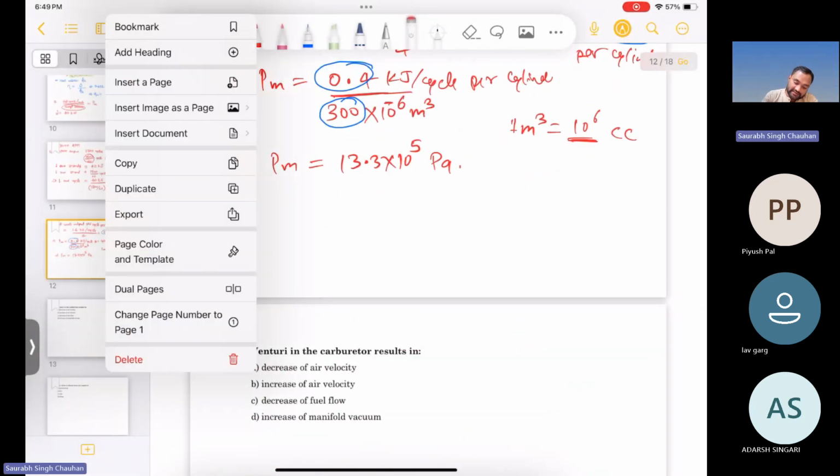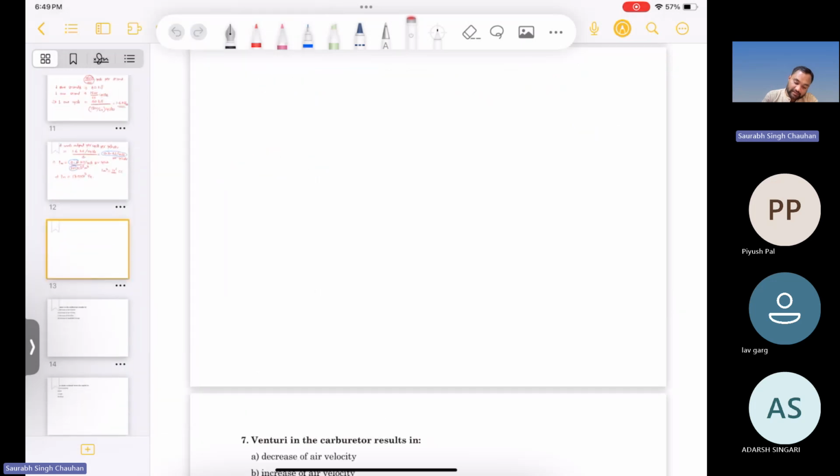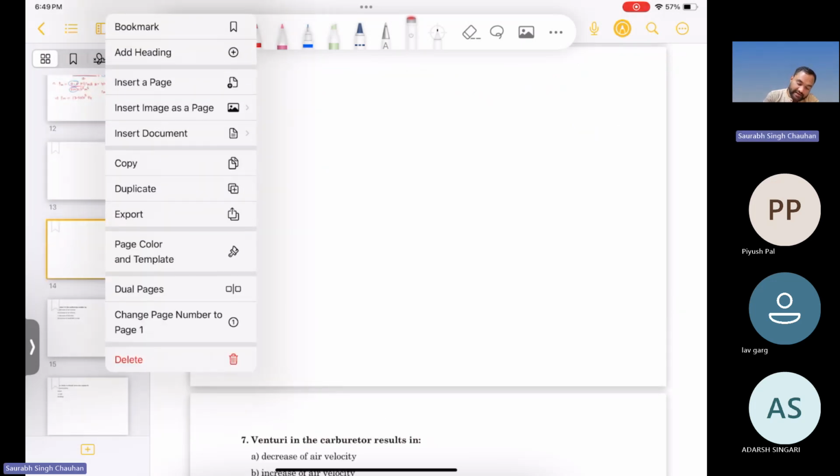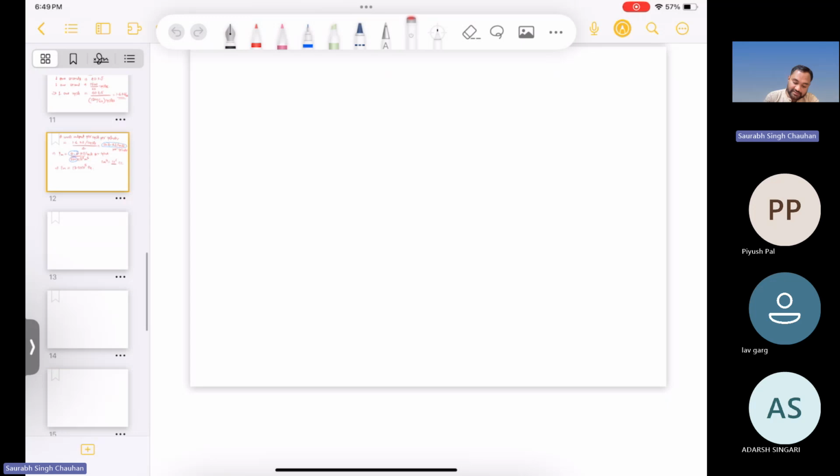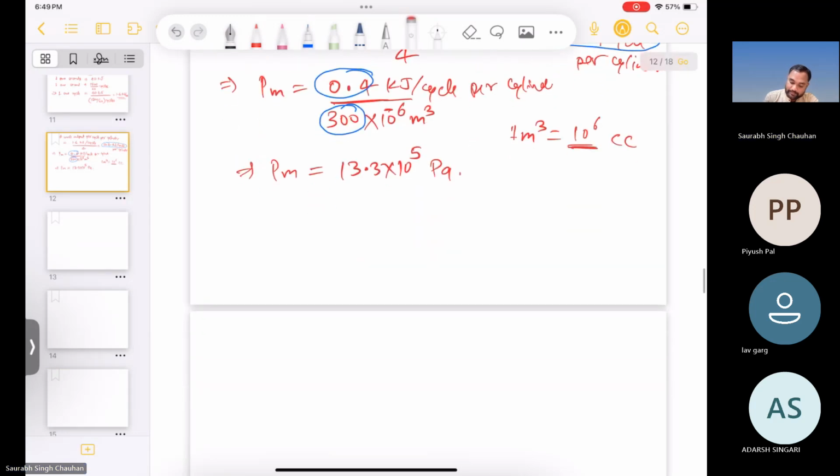So at what point is the temperature the highest? After the compression stroke, after the heat addition process, or after the expansion process? After which process is the temperature maximum? Heat addition, right? Yes. This is the Otto cycle.